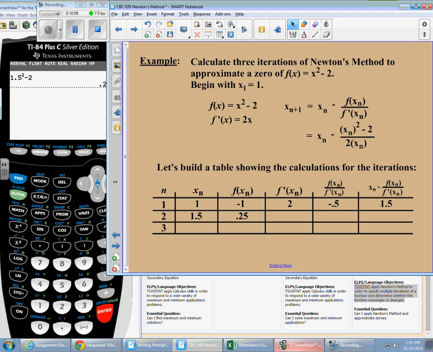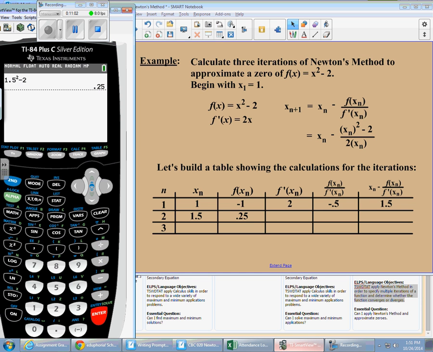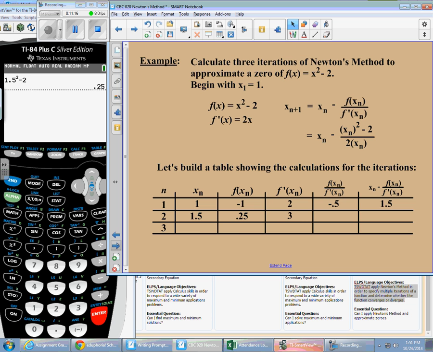And it's going to argue with me here. Let's try it again. A little better there. Okay, so 0.25. Then also we have the derivative of the function evaluated at 1.5. That one's not so difficult to deal with. That is a 3.